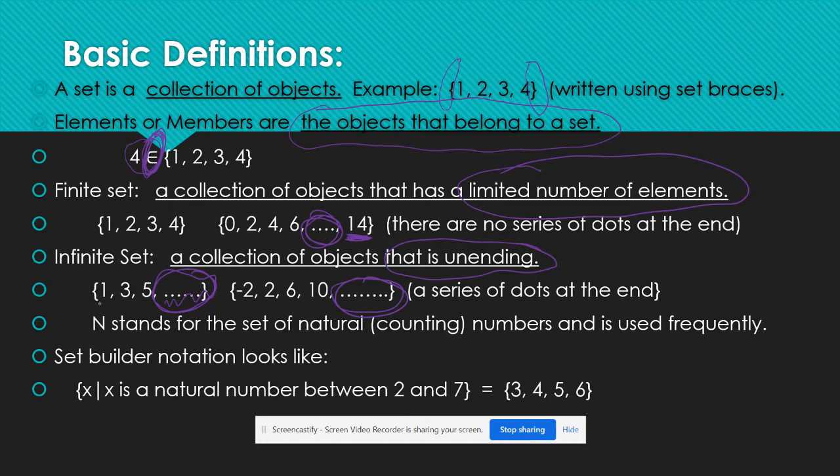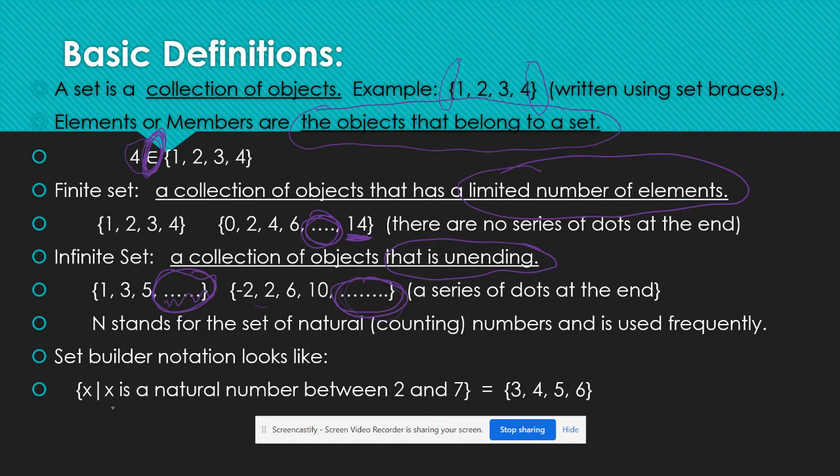Versus in the infinite set, {1, 3, 5, ...}, the dots say this pattern continues indefinitely until we get tired of writing numbers. Same thing with this next one, {-2, 2, 6, 10, ...}. It's a pattern of adding 4, and the dots say this pattern is going to continue forever and ever and ever.